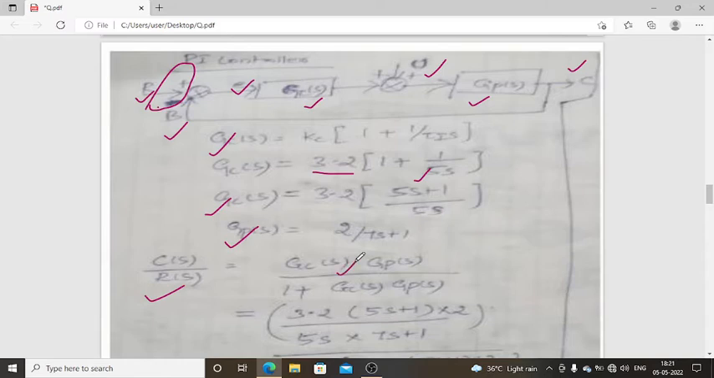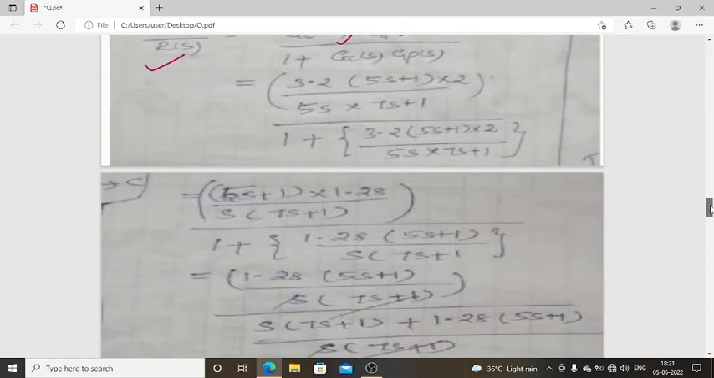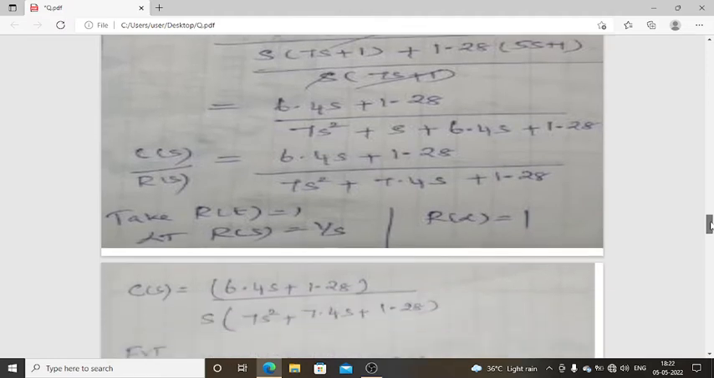Now we have GC of S and GP of S values. So GC of S is 3.2 into 5S plus 1 by 5S. Substitute here GP of S, 2 by 7S plus 1. So reduce this expression, just rearrange it. After cancelling the common term, finally we get C of S by R of S is equal to 6.4S plus 1.28 divided by 7S square plus 7.4S plus 1.28. So this is the equation for C of S by R of S in PI controller.